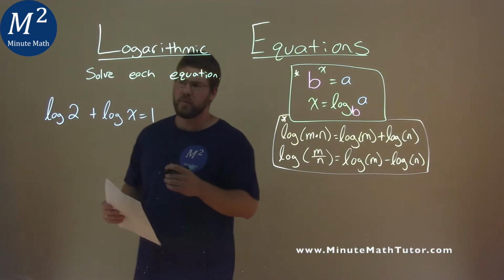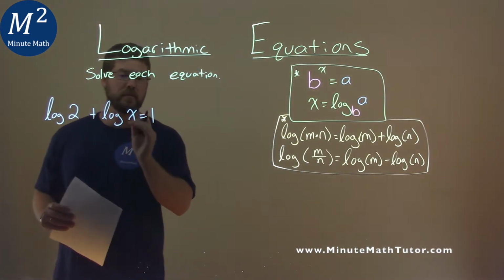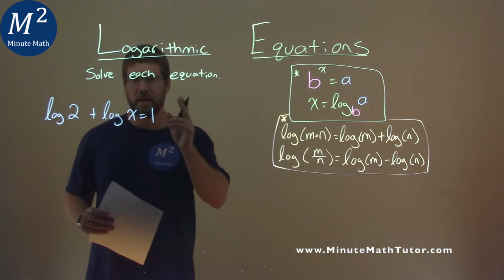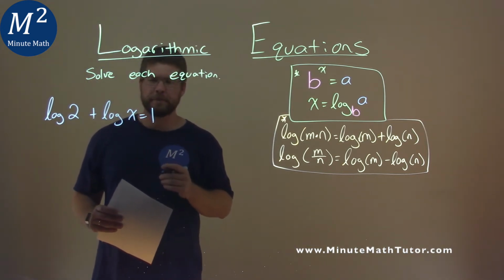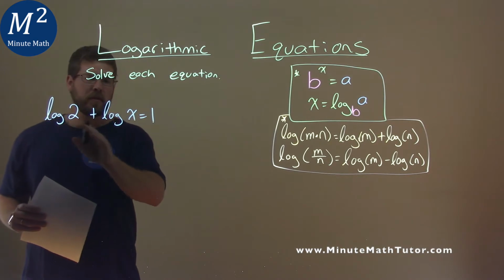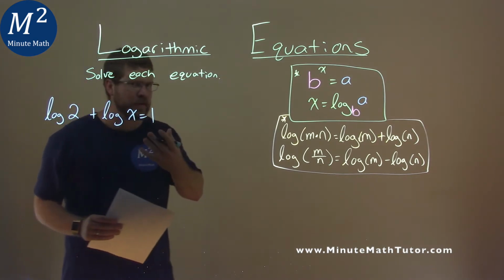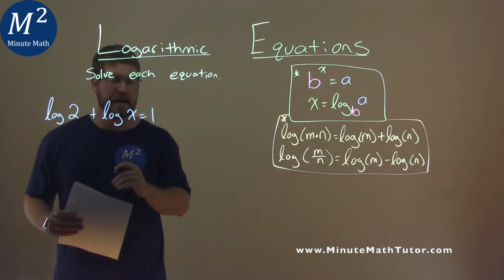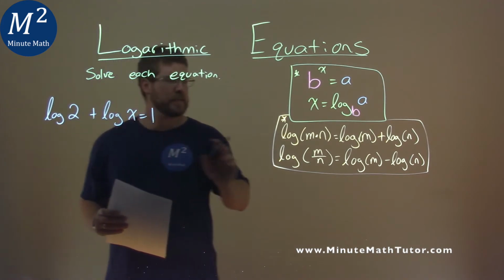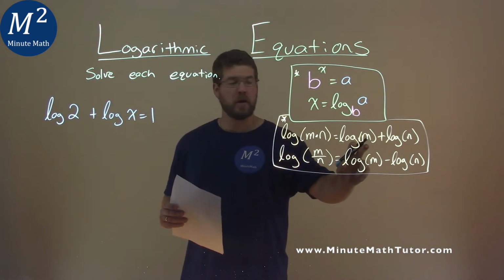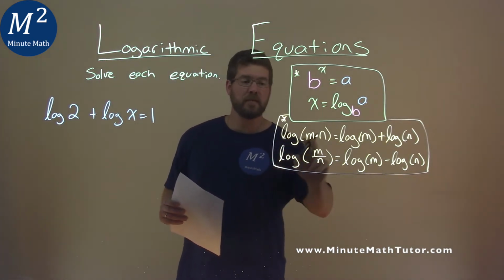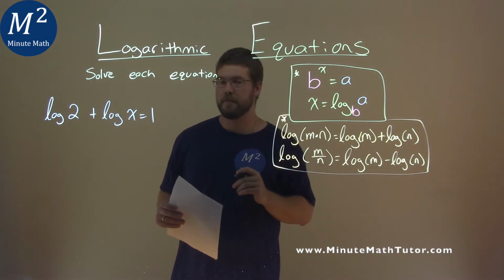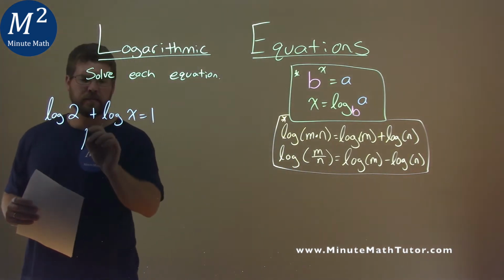We're given this problem right here. Log of 2 plus log of x equals 1, and we've got to solve this equation. Now, these are logs with the same base of 10, and when it's not written, it's just going to be log base 10 there. Now with that, we can see our formula. It tells us if we have log of m plus log of n, it's equal to log of m times n. So let's go convert that here.